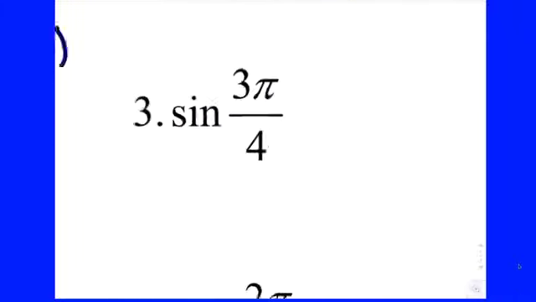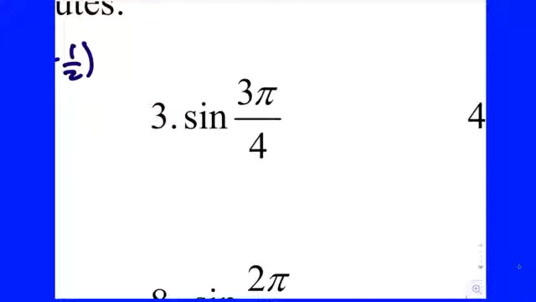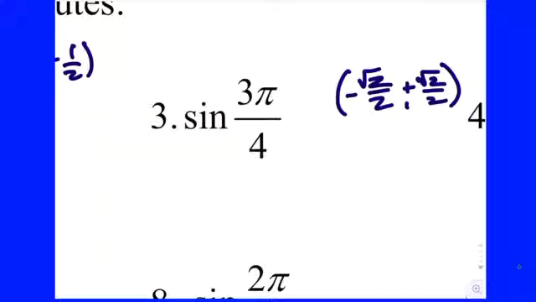Number 3. Sine of 3 pi over 4. So I'm seeing square root of 2 over 2, square root of 2 over 2. 3 is just less than 4, so it's just less than pi. That just puts me in quadrant 2. To get to quadrant 2, it's left and up, so it's negative, positive. Sine is y, positive square root of 2 over 2. Done.